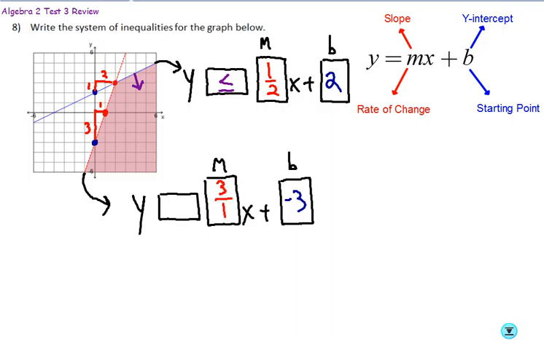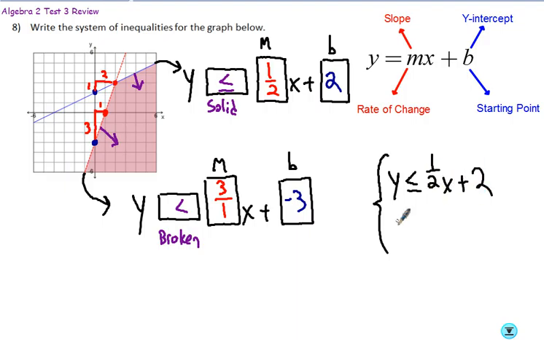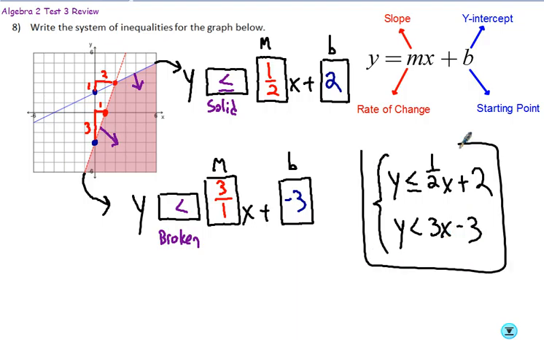Let's figure out the symbol. Well, looks like this one is also shaded below, so that would also be less than. The difference, though, is that this one is broken. So since it's broken, right, so this is broken, and then this is solid. So our final answer, we could just leave our answer that way. The fancy math way to write it would be to put it together as a system. So y less than or equal to 1/2 x plus 2, and then y less than 3x minus 3. Right. All right, so go ahead and try number 8.